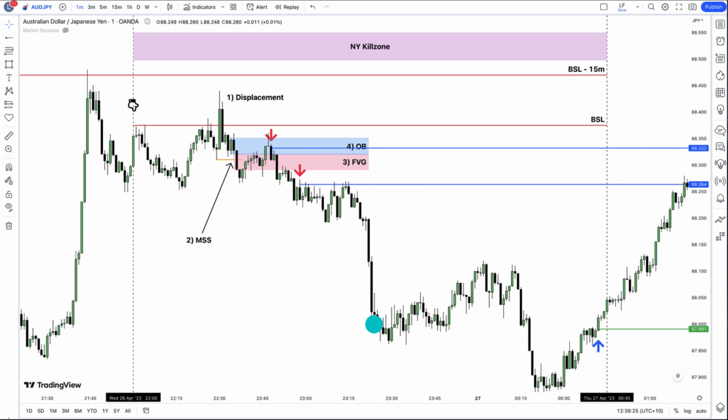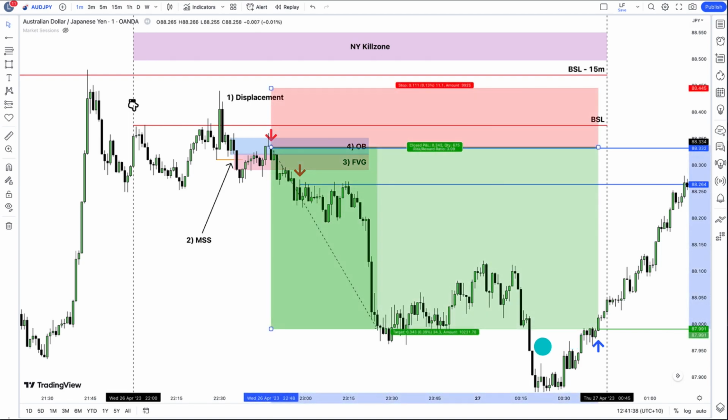Now, it made a little bit of a run up here into the fair value gap and traveled all the way down, but I decided to close it off here because if you look here, price went down, took out this low, and traveled upwards. For me, this was a 1 to 3 risk to reward trade. I wasn't going to get greedy.